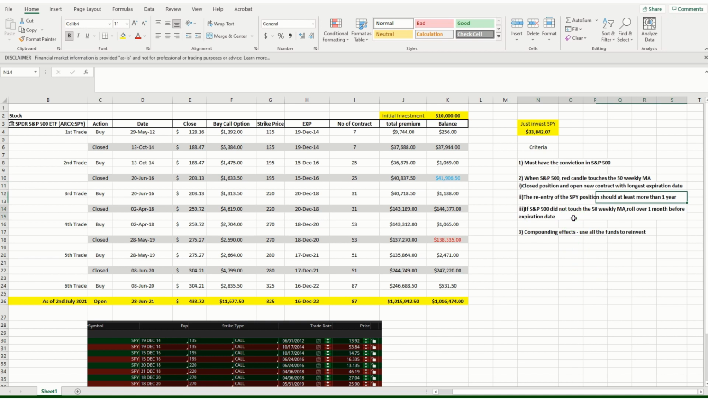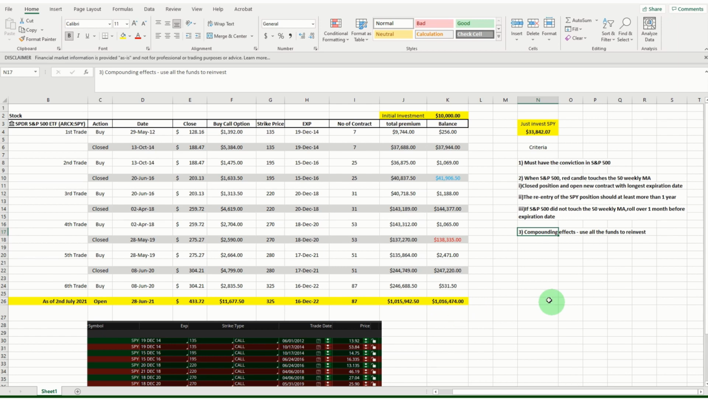Number 3, if the S&P 500 did not touch the weekly moving average, you just have to roll over 1 month before the expiration date. So you just close and open a new contract 1 month before the expiration date. And lastly, we want to reinvest, the compounding effect, to reinvest all the funds again. For example, the amount that you profit, you just roll over and reinvest.